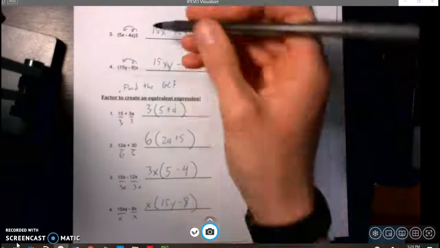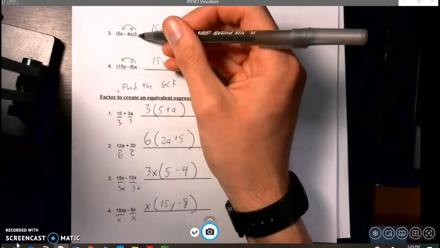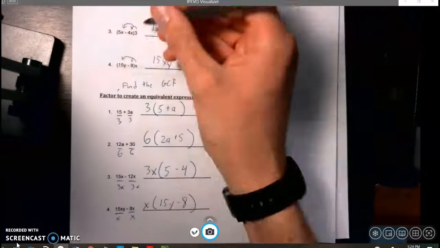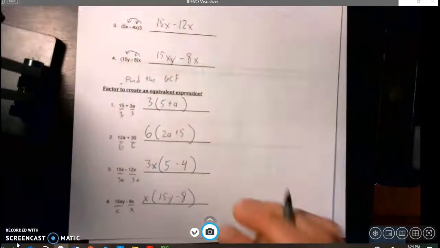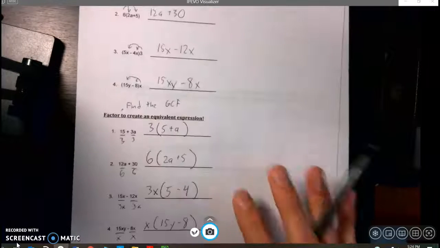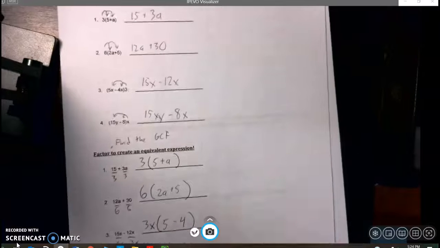And then here, this problem, the x isn't on the outside like it was here. But technically, if you did pull out the GCF, the x should have been out here. But once again, the idea that multiplying and factoring are opposite kind of operations.